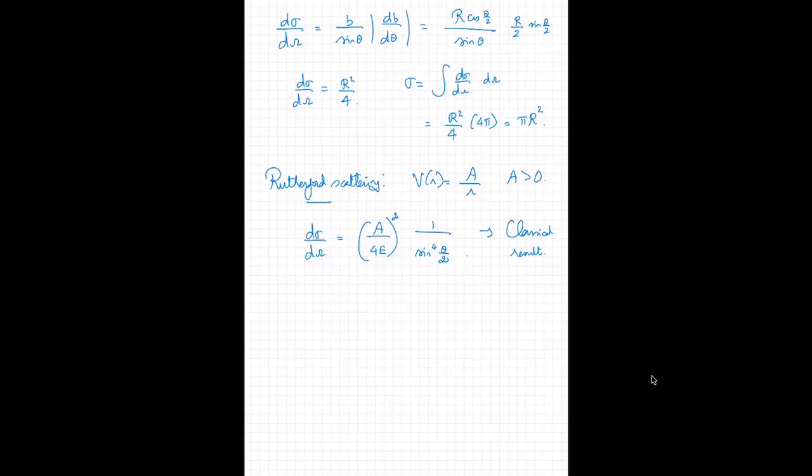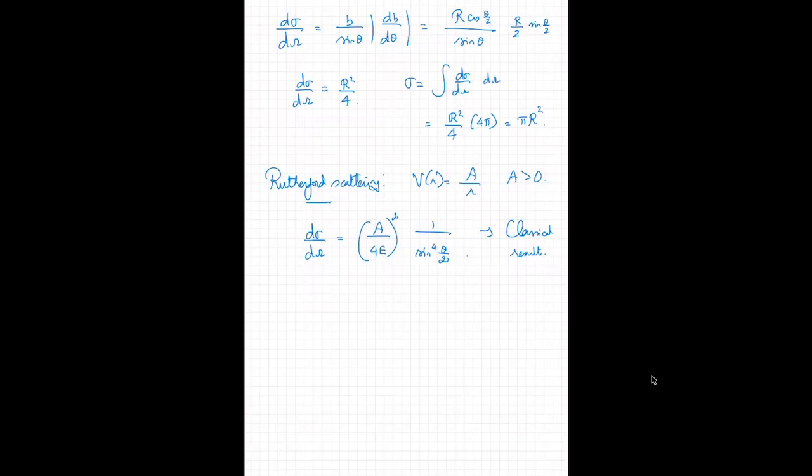Quantum mechanics is very important in the atomic realm. But it turns out that in the case of Rutherford scattering, very surprisingly and counterintuitively, the quantum mechanical formula for the differential cross section is exactly the same as the classical formula. We will talk more about this when we set up the quantum mechanical picture.